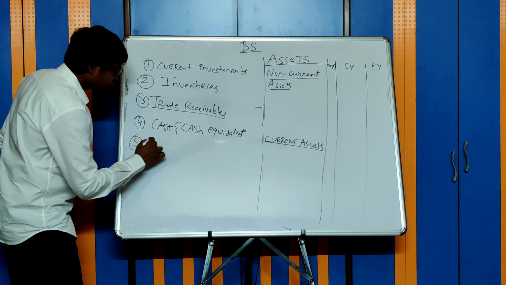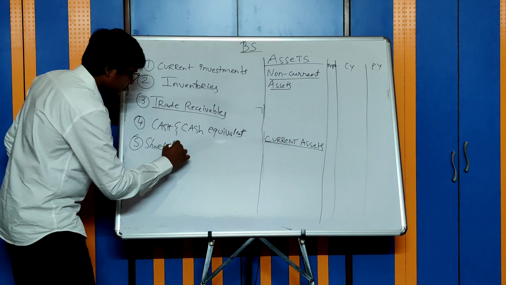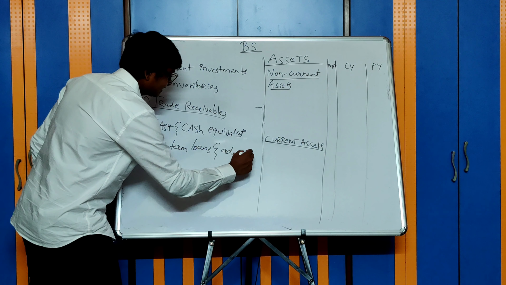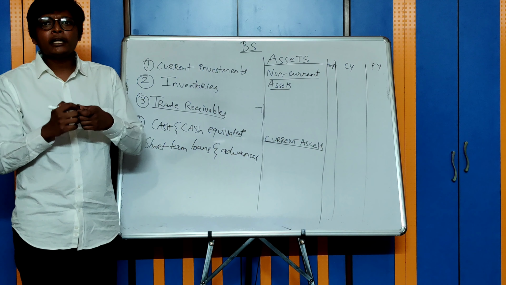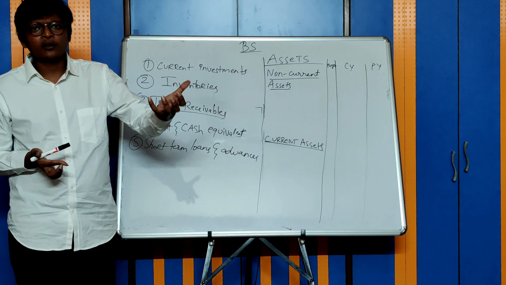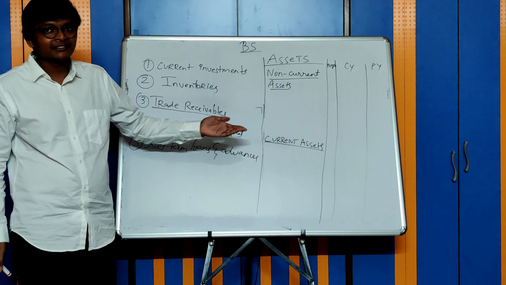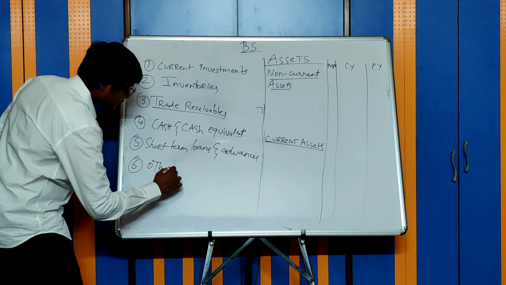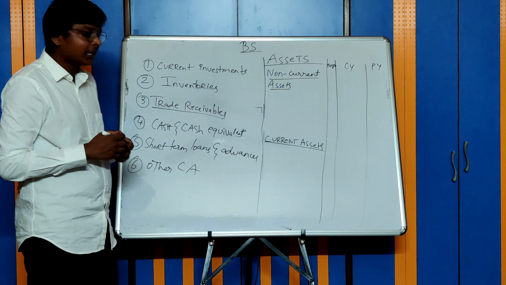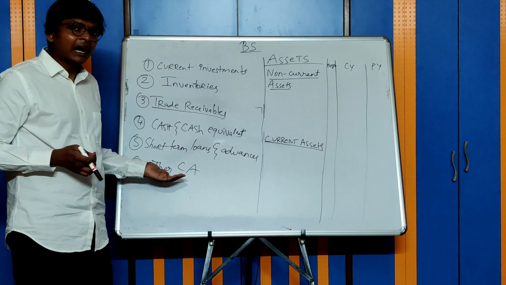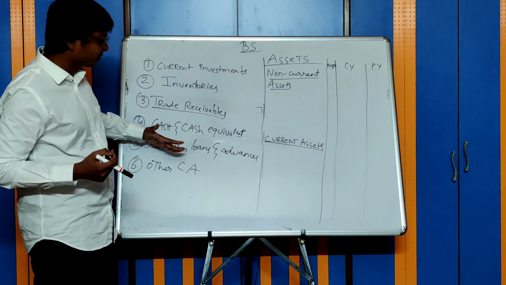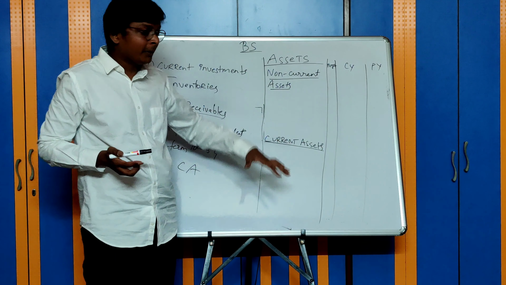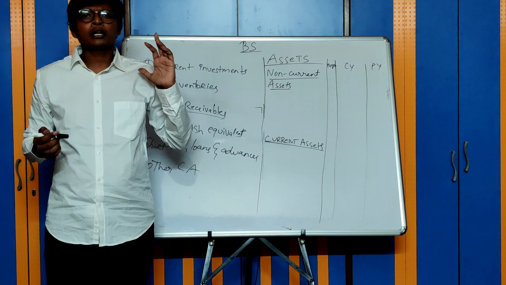Next one is short term loans and advances. Let us say company is giving employee loans for 6 months, employee advance for 3 months. All those short term loans and advances will come under this. And the last item is other current assets. Example, prepaid asset will come under your other current asset. Any asset not falling in these 5 buckets will come under your other current assets. So it is important to know the format. Order is very important. Please do not change the order.